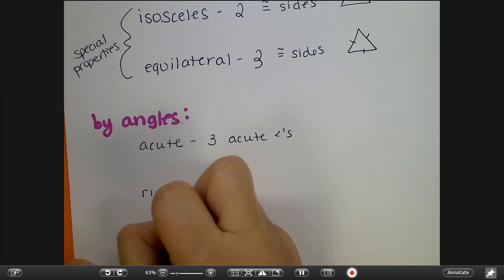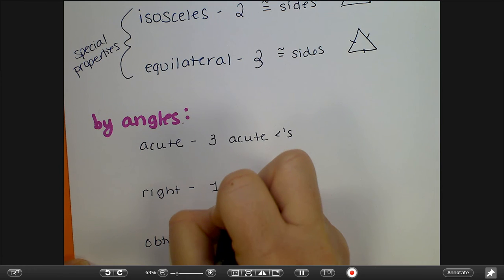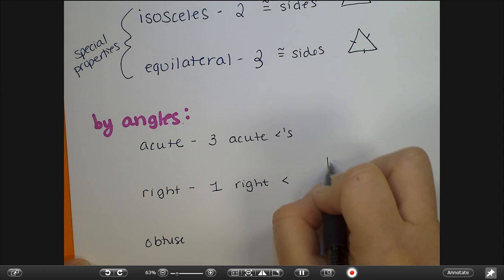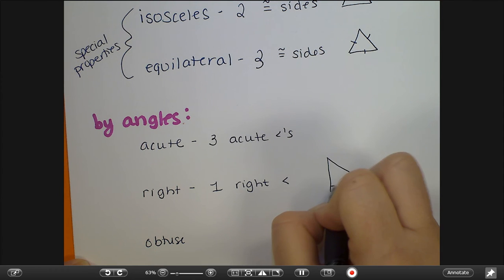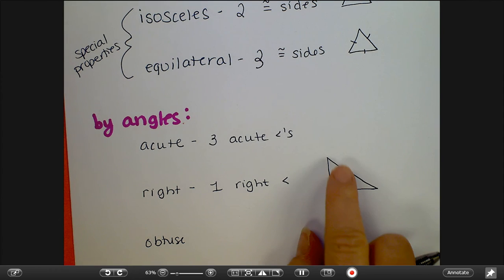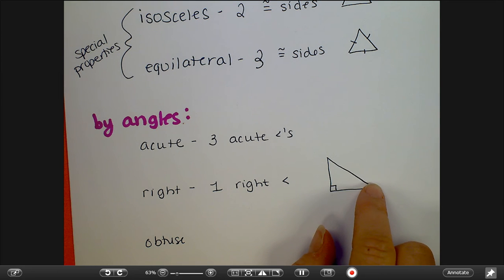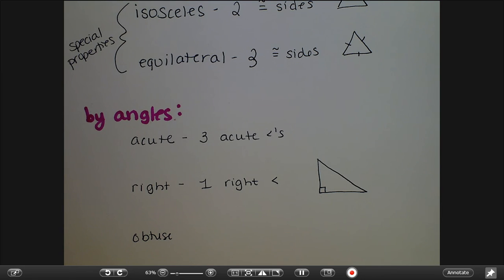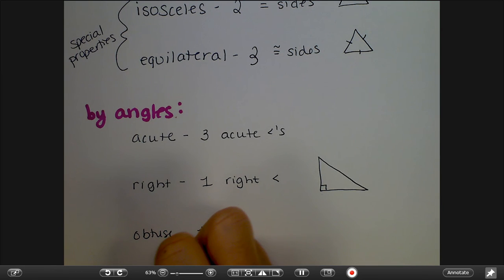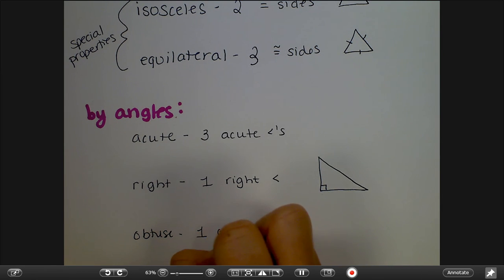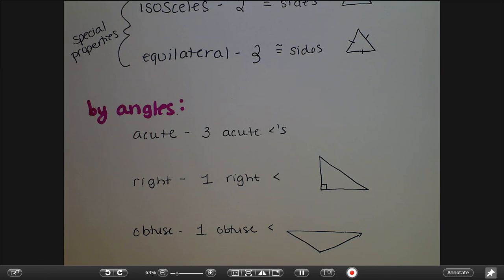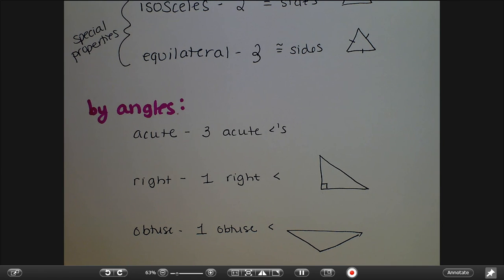All right. A right triangle has one right angle. So the other two, I want you just to think about it. If one of them is right, do you think the others can be obtuse? Do they have to be acute? Just think about that. We'll talk about it more later. And the last one is an obtuse triangle, and it has one obtuse angle, something like that. Okay, so those are the ways to classify by angles.